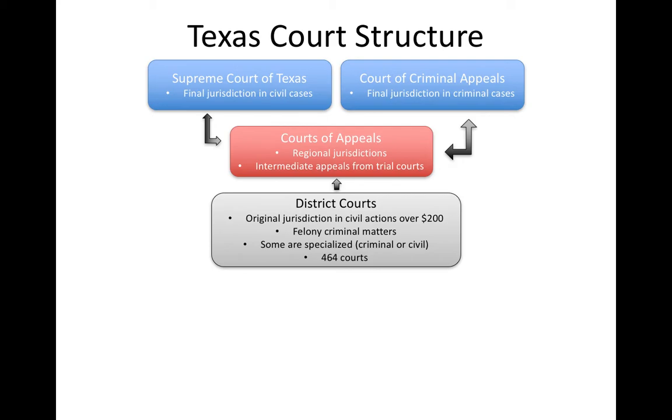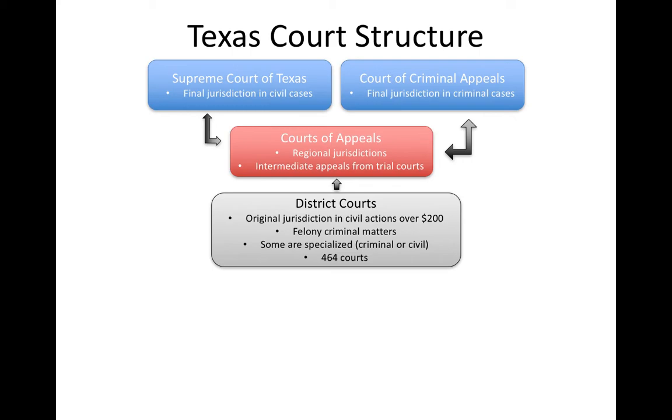Below the Court of Appeals at the state level are district courts, and these courts have original jurisdiction in all civil actions that are over $200. They also have original jurisdiction in felony criminal matters. And the key distinction here is that they do not have original jurisdiction in misdemeanor criminal matters, which is a lower class of offense. We'll talk more about that in a second.